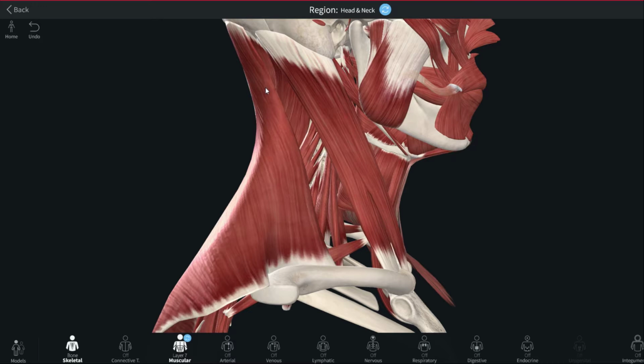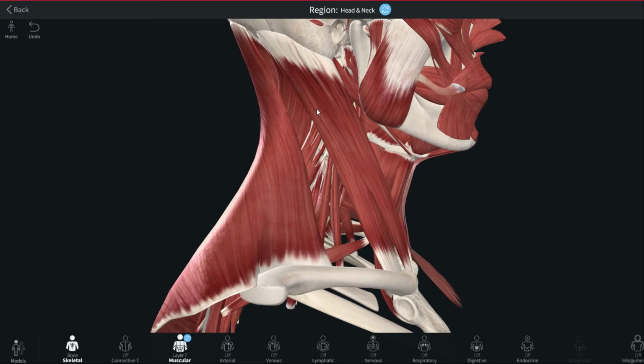It is very clear. Yes, this over here is the posterior triangle. Kindly note the mouse pointer. Yes, so that is the posterior triangle. So let's first talk about the boundaries of the posterior triangle, right?